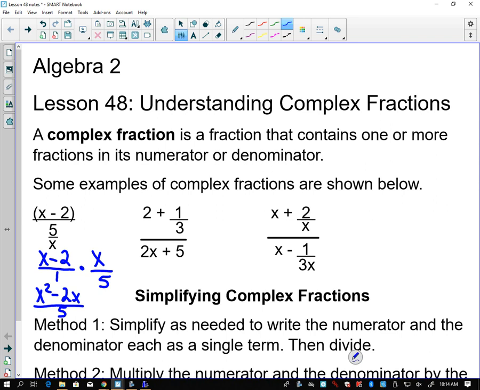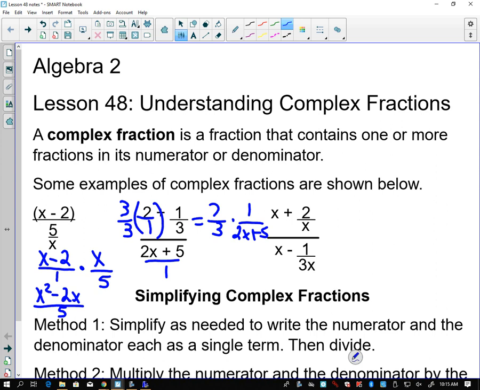Now, same thing here. I've got (2 plus 1/3) over (2x plus 5). The first thing I see is that 2 is a fraction over 1. I need to get a common denominator, and I'm dividing by 2x plus 5, which is also a fraction over 1. These are just meant to show you examples. So I'd get a common denominator. I'm going to multiply this by 3 over 3. That's going to give me 6/3 plus 1/3, which is 7/3. And I'm going to multiply by the reciprocal, so I'm going to multiply by 1 over (2x plus 5).